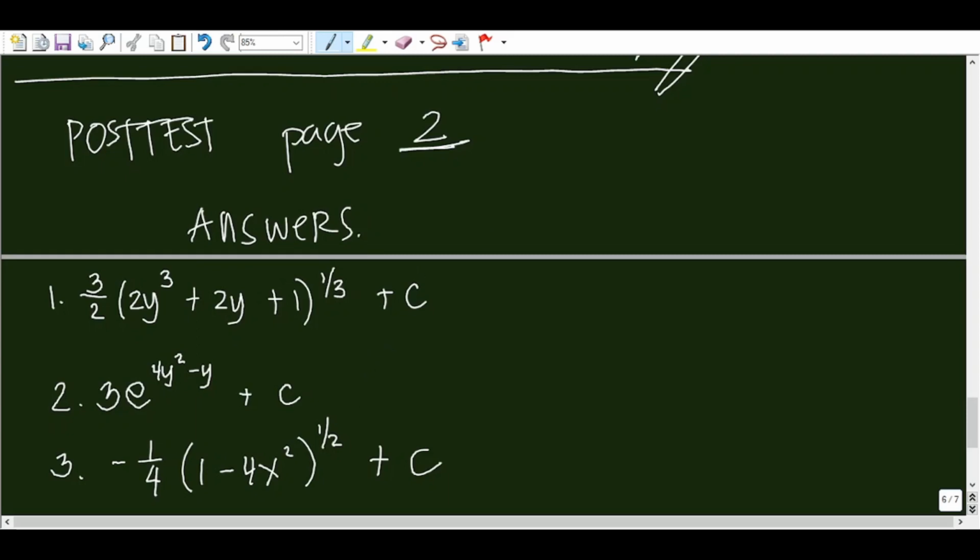Try to solve those exercise problems for you to be familiar with the determination of the integral of indefinite integrals using u substitution. If you have any questions, just send me your questions. I'll try to answer those queries. With that, thank you.